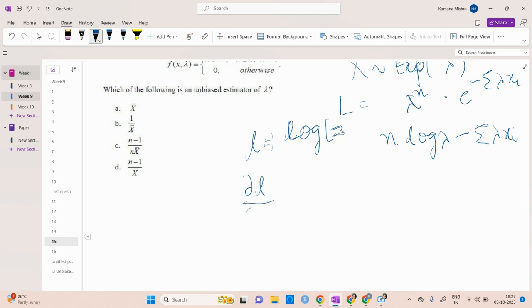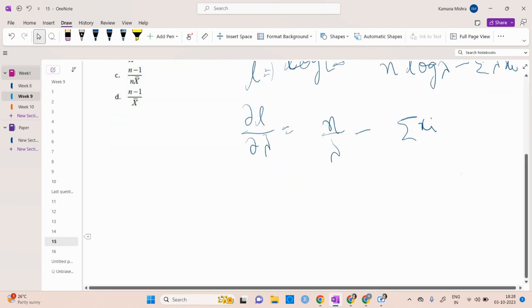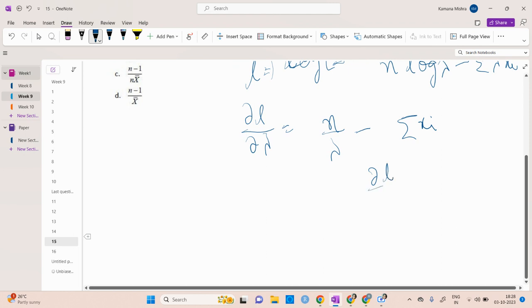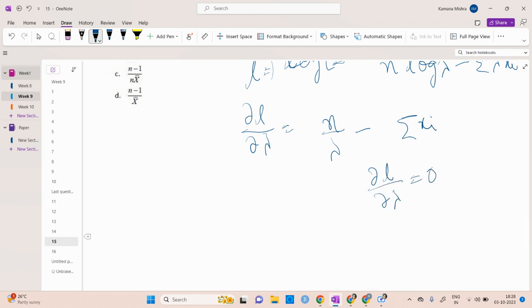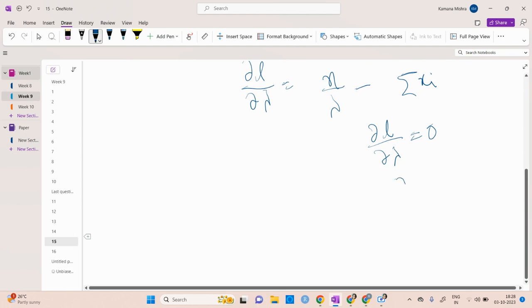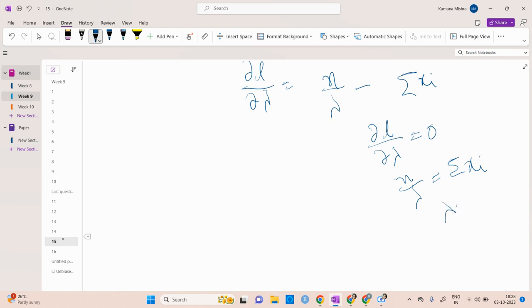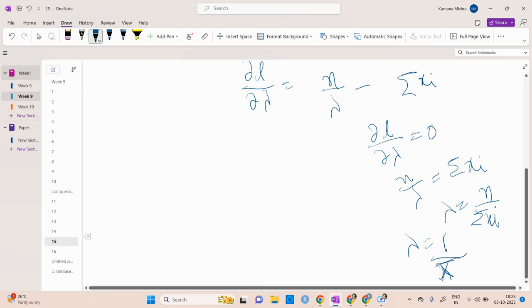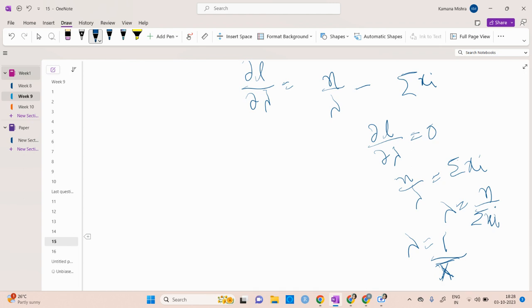So del l upon del lambda will be what? It will be n upon lambda minus summation xi, right? Now what we do is that we take del l upon del lambda equal to 0 to minimize or maximize the function. So it will be n upon lambda is equal to summation xi. Then lambda will be n upon summation xi, and n upon summation xi is nothing but 1 upon x bar, since summation xi upon n is x bar.